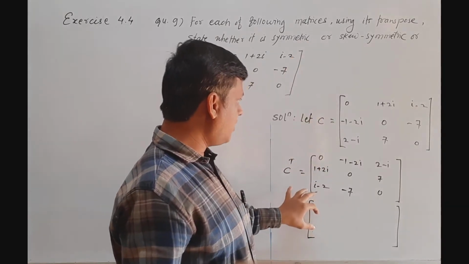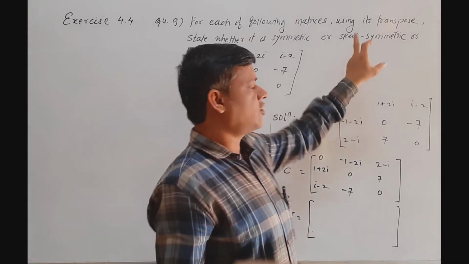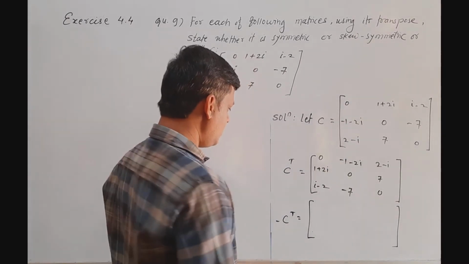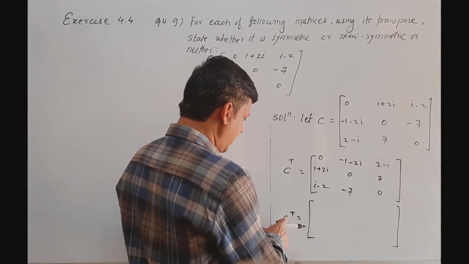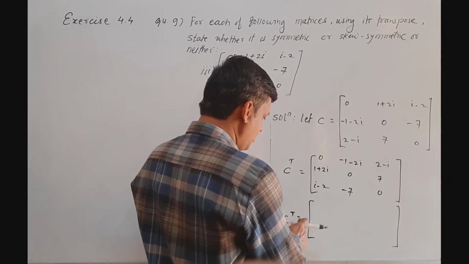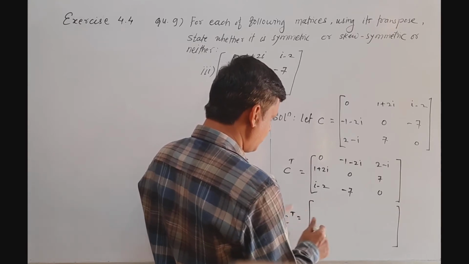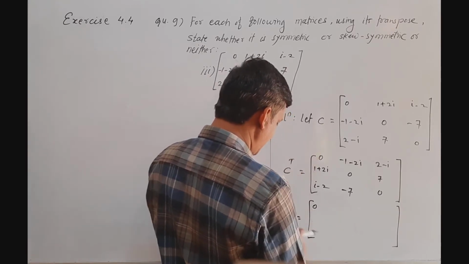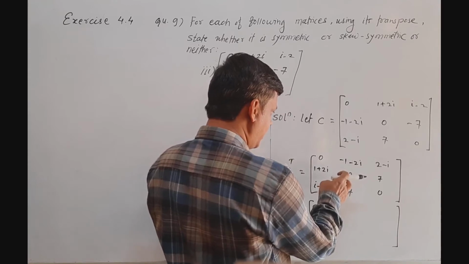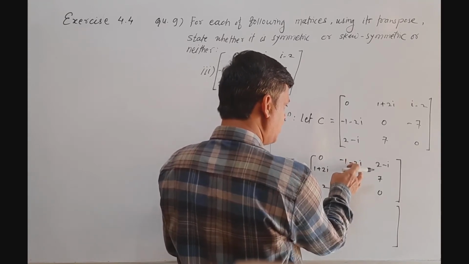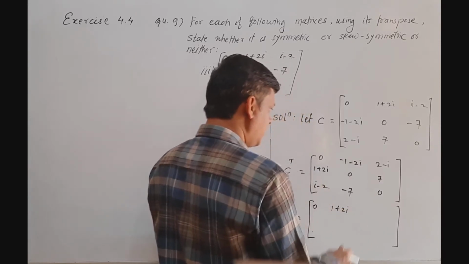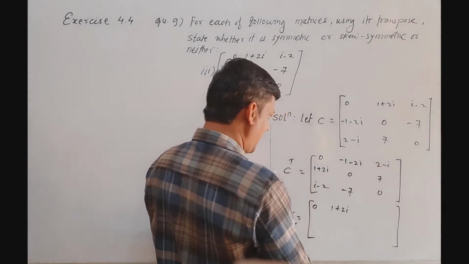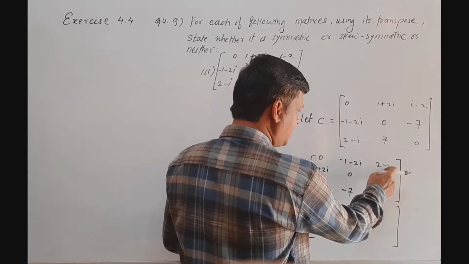Now we have to check whether the given matrix is skew symmetric or not. So for that we have to take minus sign common, or we can multiply by minus sign. So we write here minus C transpose equals to, so 0 as it is. After multiplying by minus sign, here we get minus minus plus 1, minus minus plus 2i. So write here 1 plus 2i. Then here after multiplying by minus sign, this minus i changes to plus i.